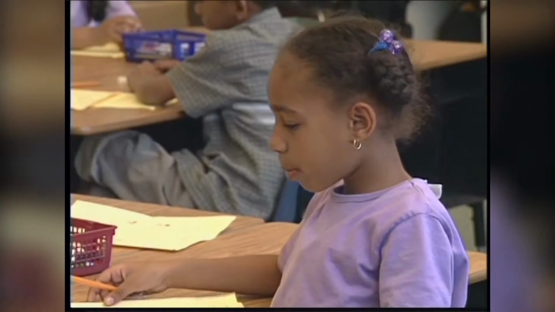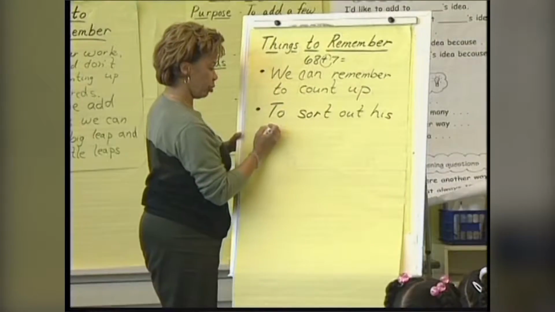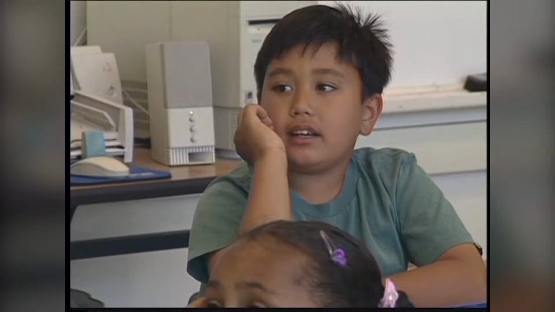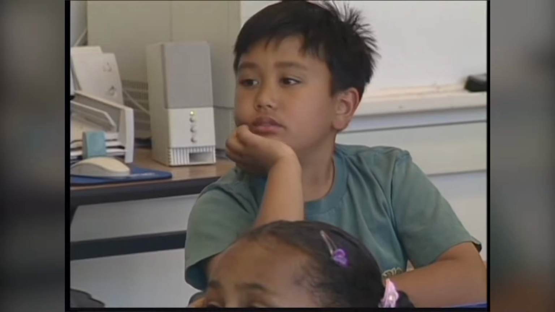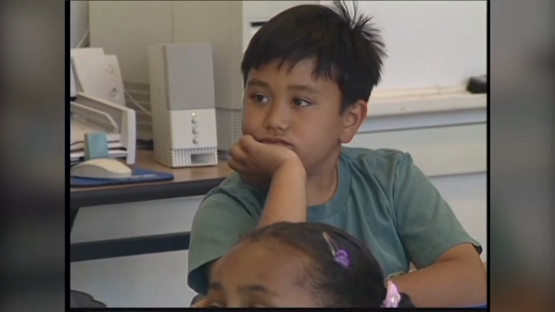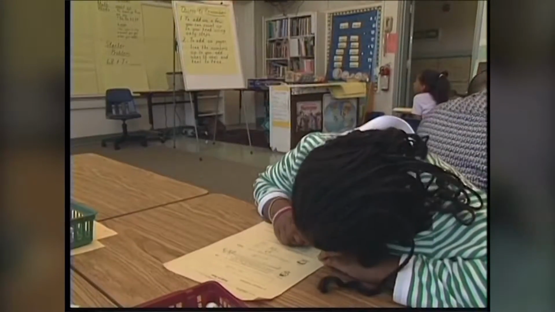He could remember to sort out his numbers. Okay, sort out his numbers. He could check his work after he's done it. So we could check his work. What's he checking for? To see if it's correct. And then we write them down.